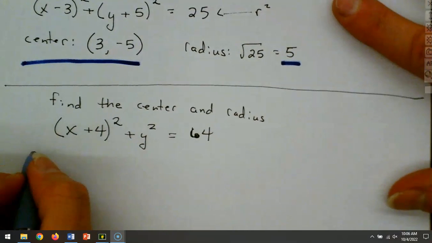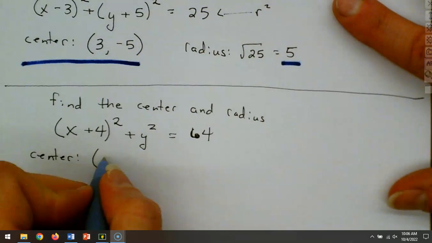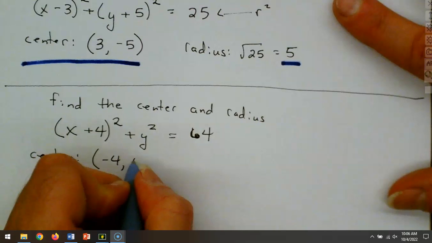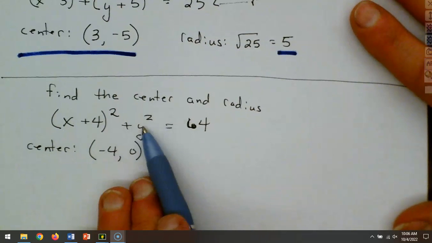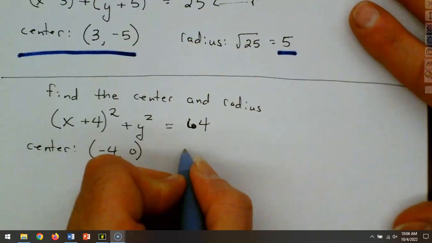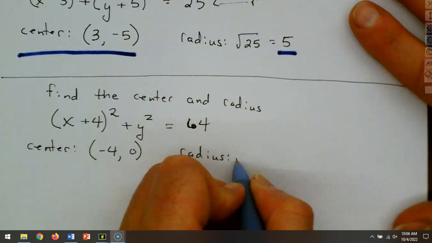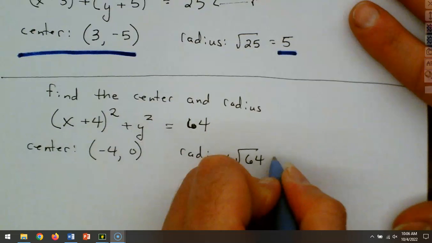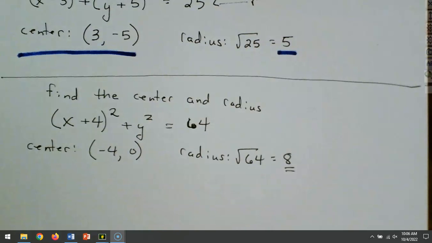And so what would my center now be? Well, if I switch my signs, my center is going to be minus 4 for the x part. Y part is 0. Right? There's nothing there. So we put the 0. And what is your radius? Your radius is not 64. It's the square root of 64. And 64 is a perfect square of what? 64 is a perfect square of 8. So that would be your center and your radius there.